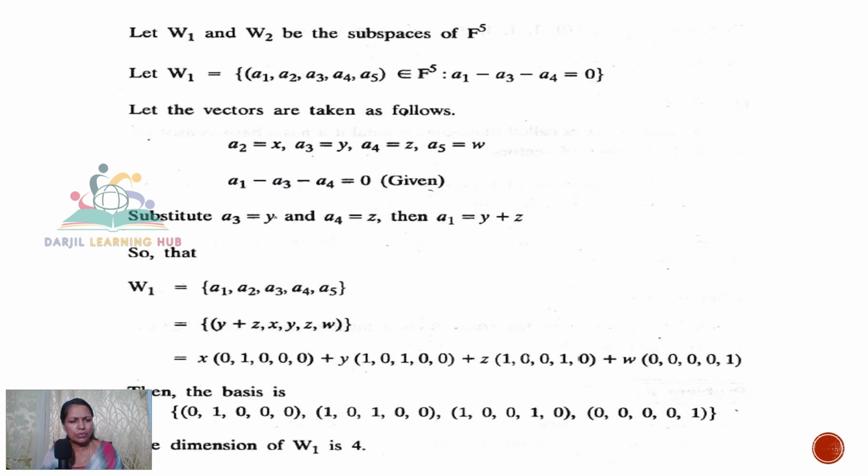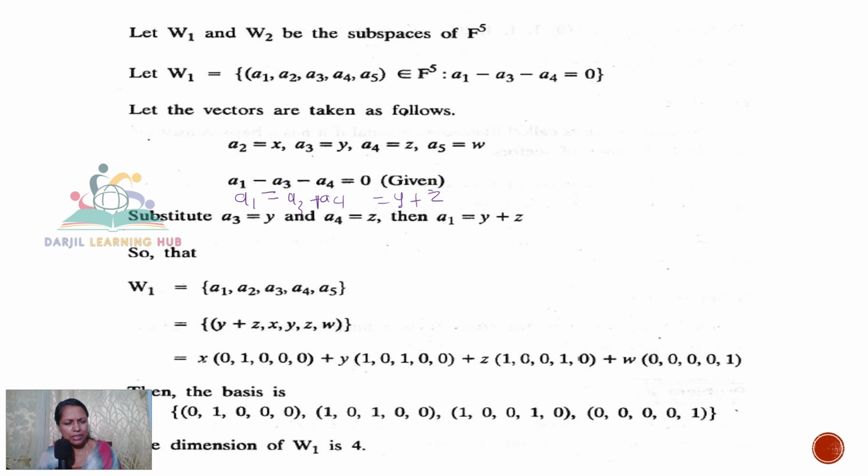Because a3 is y and a4 is z, from this we can write a1 equal to a3 plus a4, with a3 and a4 going to the RHS. But a3 is y, a4 is z. That's why a1 becomes y plus z. So W1 becomes a1, a2, a3, a4, a5 such that a1 is y plus z, a2 is x, a3 is y, a4 is z, a5 is w.